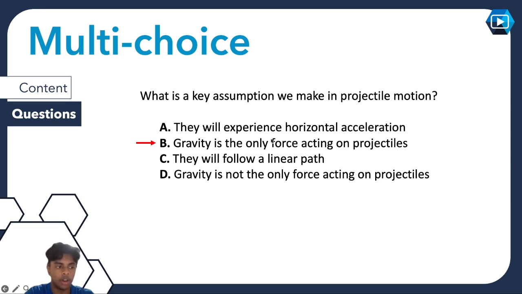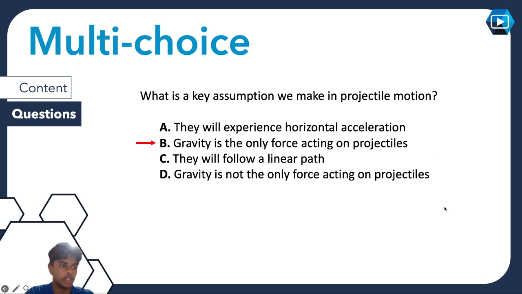So the answer to this question will be option B, which states that gravity is the only force acting on projectiles. Option A is wrong because, while horizontal acceleration could be true in real life, where air resistance could provide a negative acceleration to the horizontal velocity, in projectile motion for physics, we discard the effects of air resistance. Option C is incorrect because even in real life, all projectile motion will follow a parabolic path. Option D, gravity is not the only force acting on projectiles. Yes, it could be true where air resistance is another force acting on projectiles, but again, we discard the effects of air resistance, so option D is also not correct.